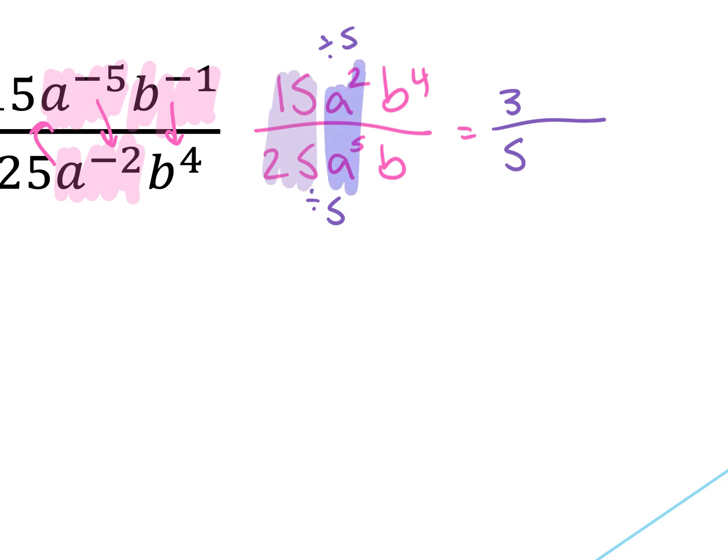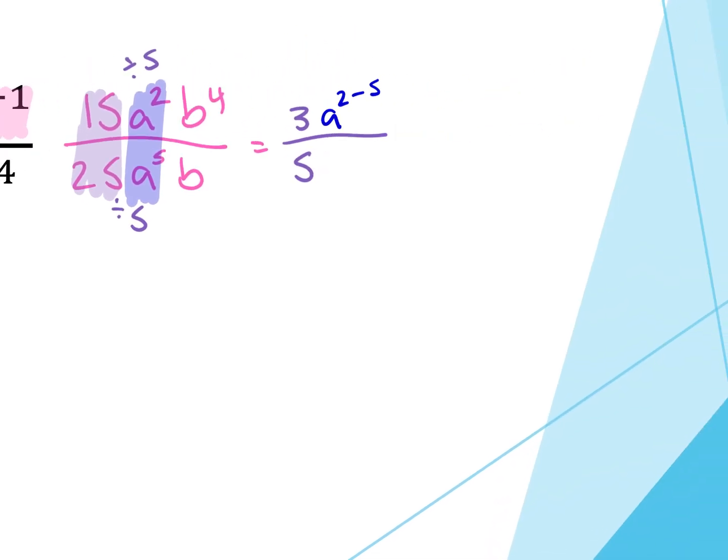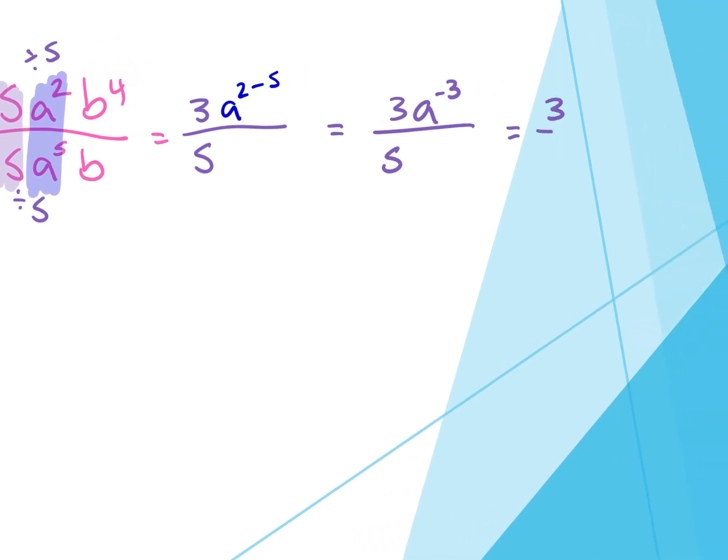I can subtract the exponents for the a's. So since we're dividing, we subtract. So it'd be a to the power of 2 minus 5. What's 2 minus 5? So a to the power of negative 3. Remember, I don't like negatives in my answer. So how can I make that positive? Move it to the bottom.